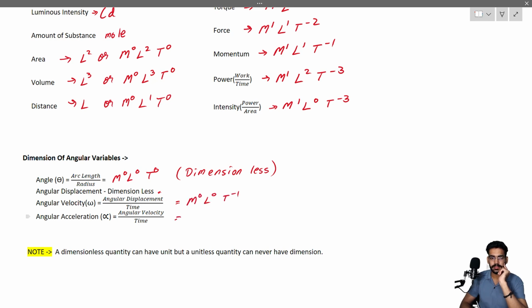Then we have angular acceleration, alpha. Angular velocity divided by time, so one more power of t, giving t to the power minus 2.